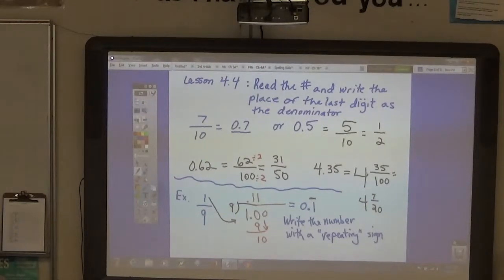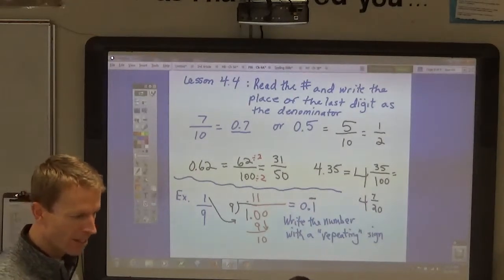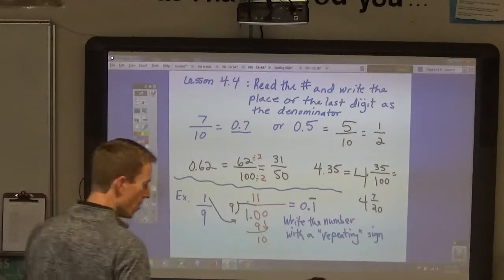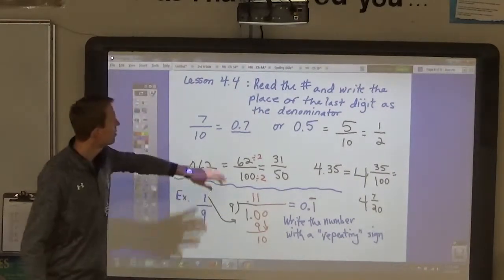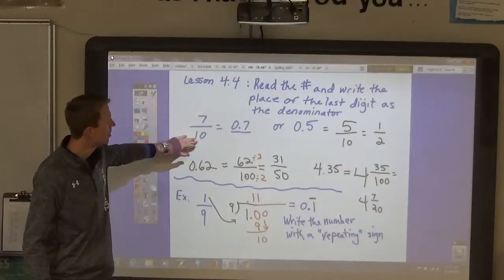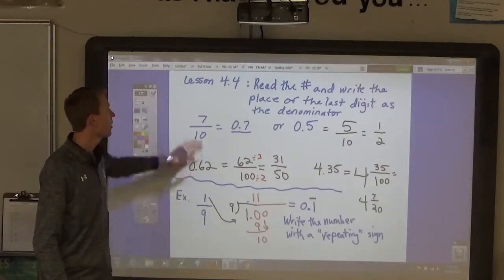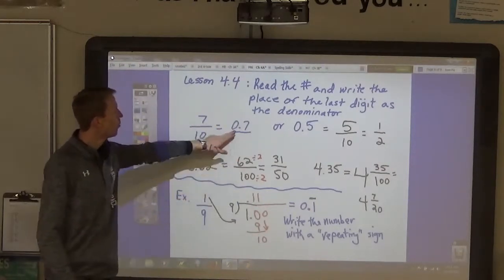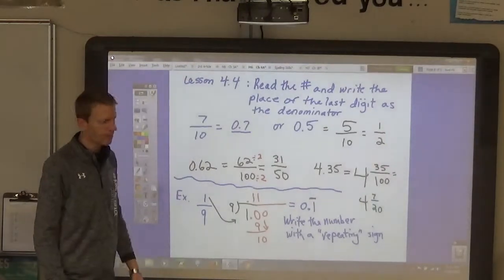Sixth graders, our lesson today is on converting fractions to decimals and decimals to fractions and how those numbers are related. Okay? So, let's start with fractions. When you have a decimal, you can read the number and convert it to a fraction form, like this.